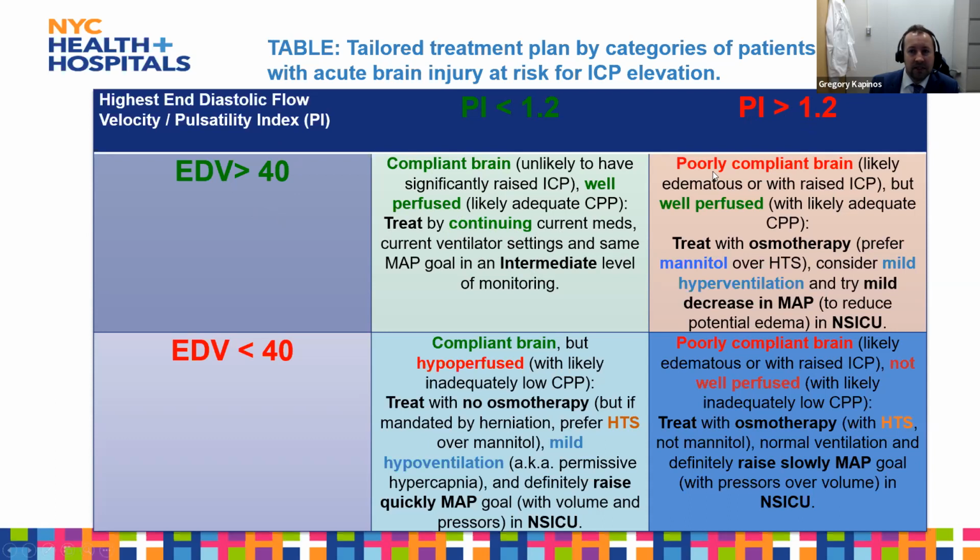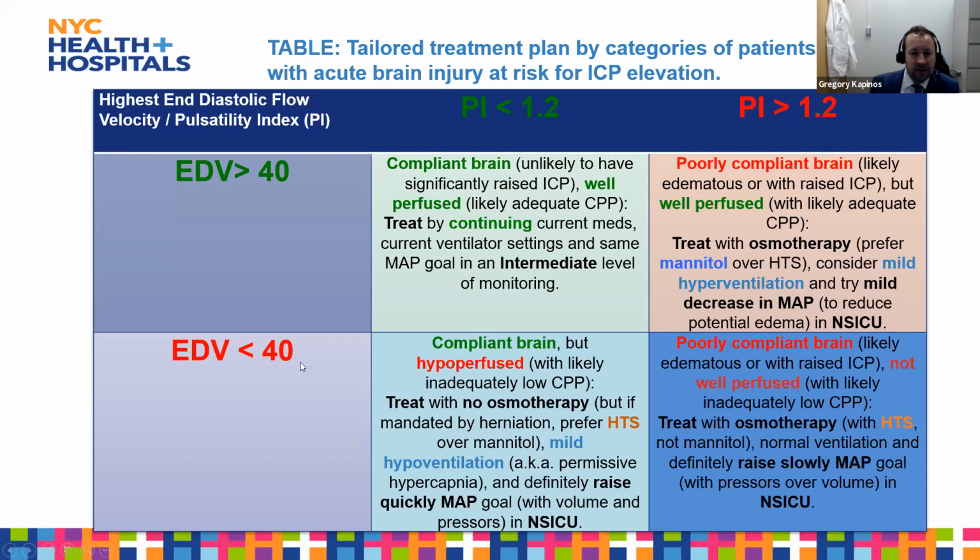When your PI is high, it means truly you have a poorly compliant brain, but it is well perfused if your end diastolic velocities are above 40. So what do you do for that? Treat with osmotherapy, with maybe mannitol would be better than hypertonic. You can use mannitol because the volume of your patient during the diastole is telling you that they're perfusing well. So you have room for dehydrating a little bit your patient. You can consider mild hyperventilation. That would make sense, right? That will reduce the issue of an ICP elevation. And you can mildly decrease your MAP. You have room because your patient is perfusing during the diastole quite well. But the patient is at risk of deterioration, therefore, at least they should go to a neuro ICU.